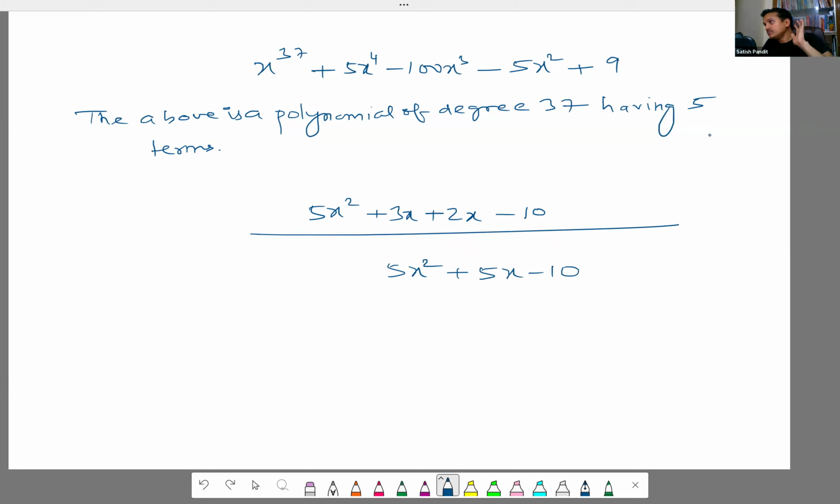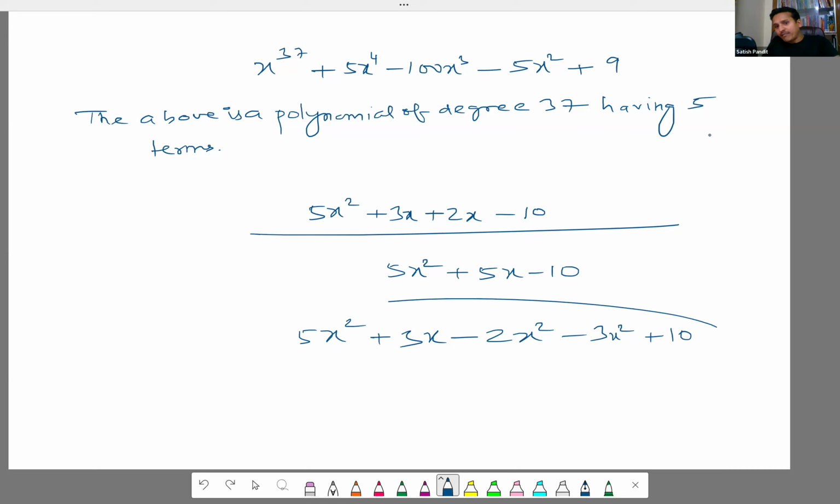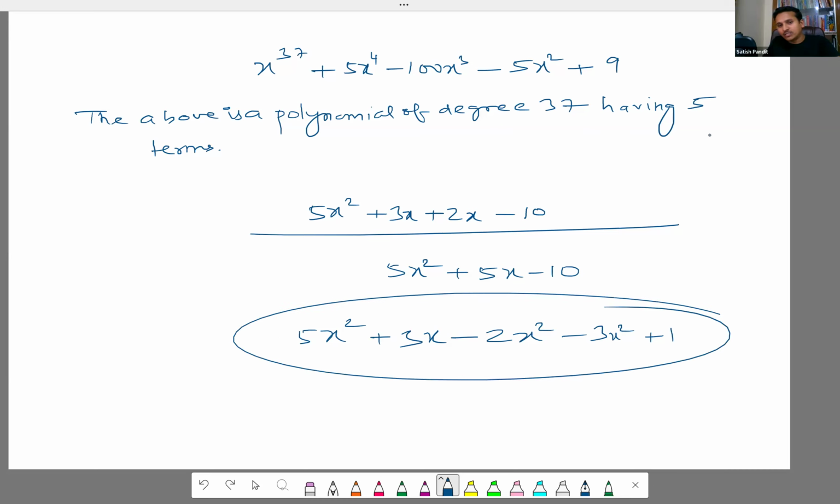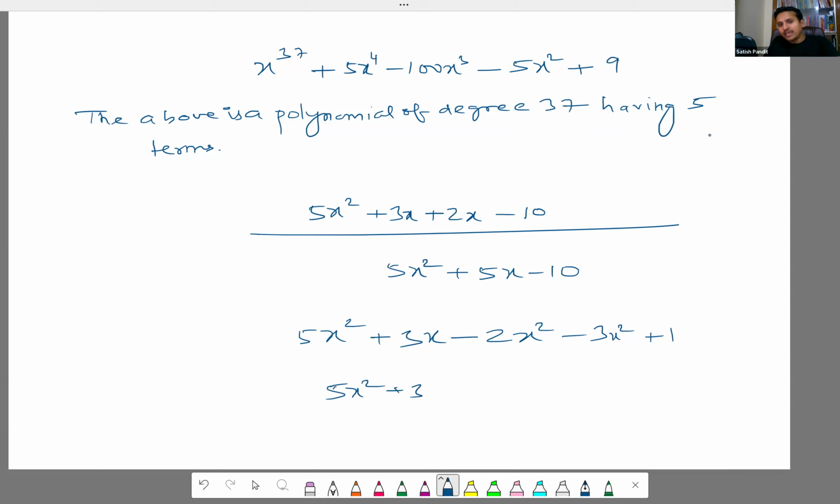Are you all getting? Now suppose I have maybe 5x square plus 3x minus 2x square minus maybe 3x square plus 10. Here, if you simplify this, it will become 5x square plus 3x minus 5x square plus 1. So this gets cancelled and you'll get 3x plus 1. So here there are 2 terms and the degree is 1, not 2. Don't just look at it like this. You simplify. Whenever you want to say the degree or the number of terms, you always have to simplify. Are you all getting? Yes.